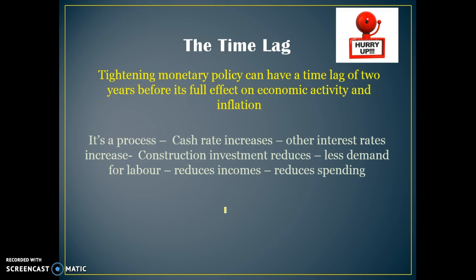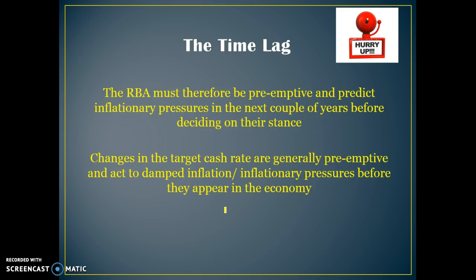But that process from changing the cash rate to other interest rates changing, to construction investment falling, and then demand for labour falling, their incomes reducing, and then the flow-on effects to consumption expenditure can have a long-term impact of up to 2 years. And for that reason, the RBA has to be quite preemptive, and basically they have to predict inflationary pressures in the next couple of years before deciding on their stance.